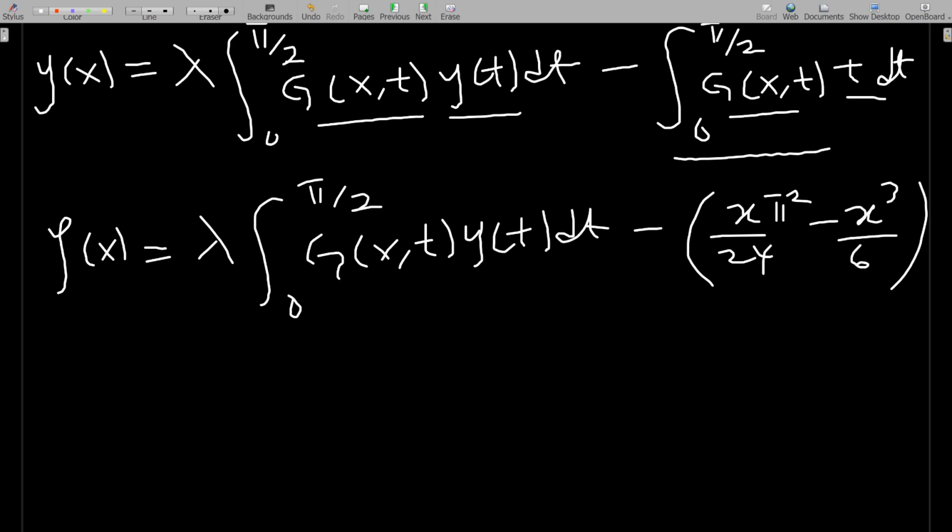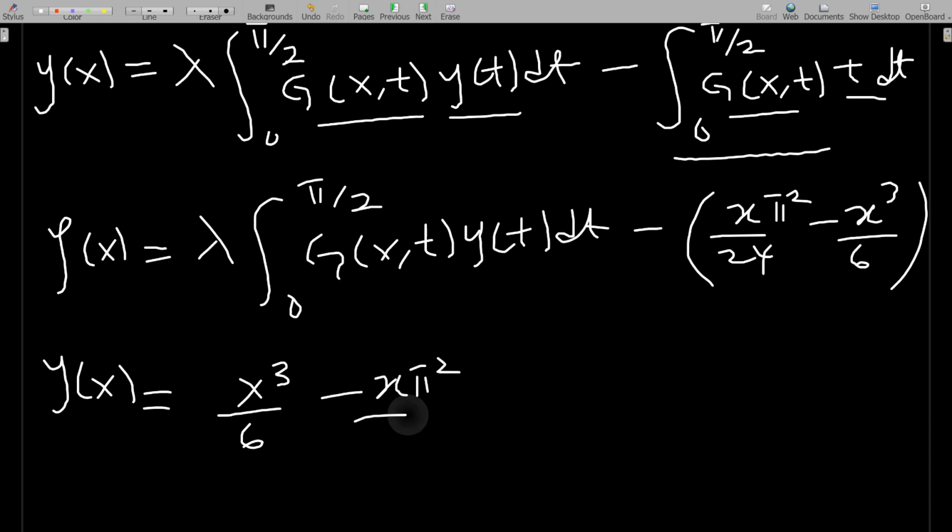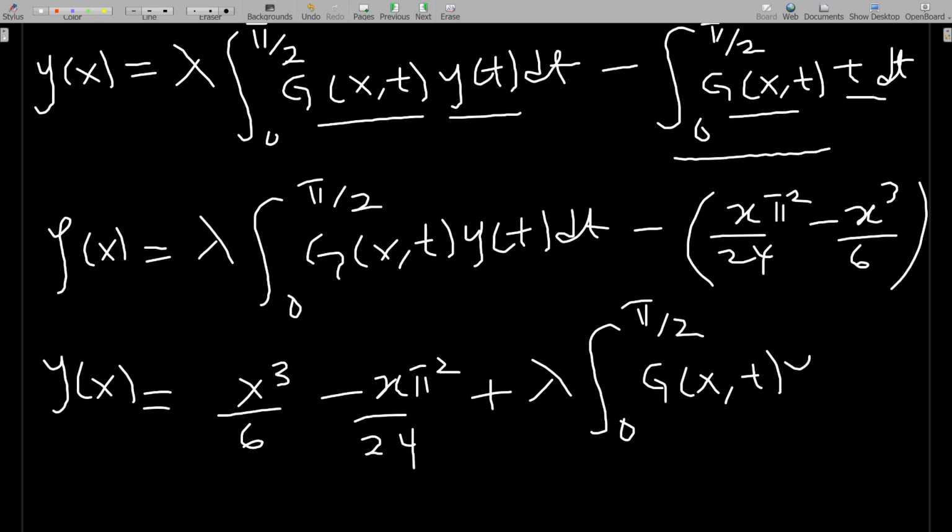So when you do the simplification there, you have y of x being equal to, now minus of everything, so I have s cubed over 6, it will be positive, then minus s pi squared over 24, plus the integral, plus lambda integral from 0 to pi over 2 of g of xt y of t dt, which becomes our free term, and lambda is still lambda because we don't know lambda.